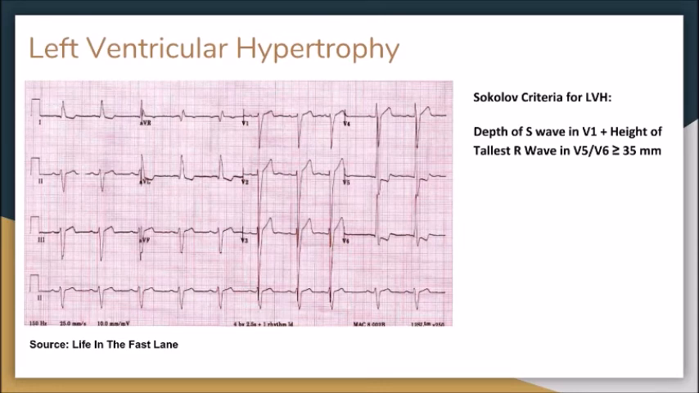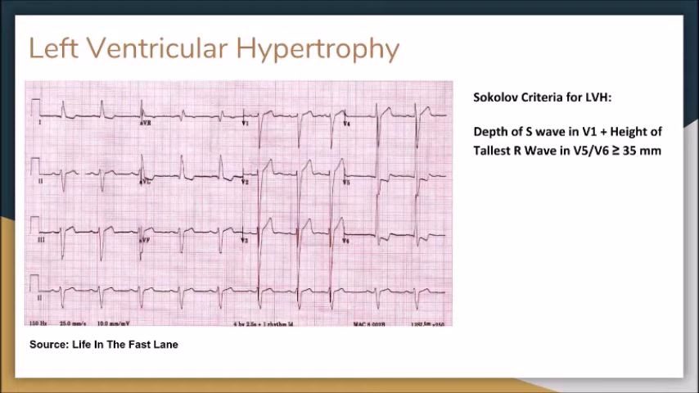So for left ventricular hypertrophy, there's a wide variety of criteria that are used. The most common one is probably the Sokolow criteria. Basically, you measure the depth of the S wave in V1 and the height of the tallest R wave in either V5 or V6, and you add these two values together. If it's greater than 35 millimeters, it's considered LVH.